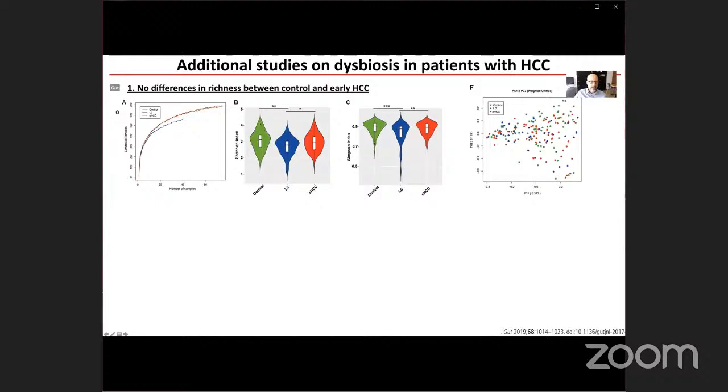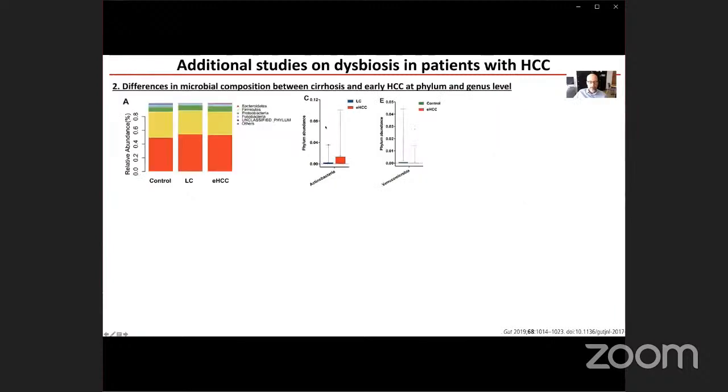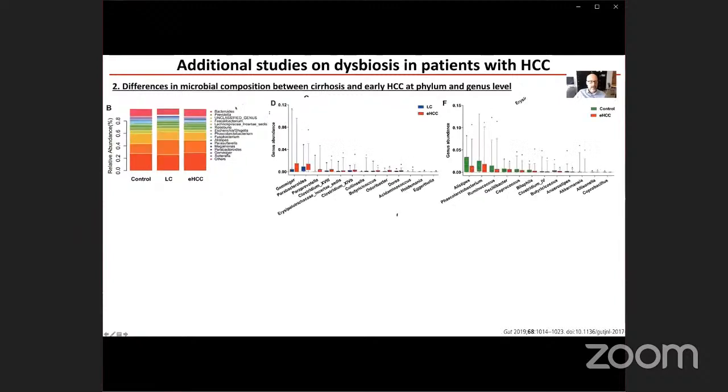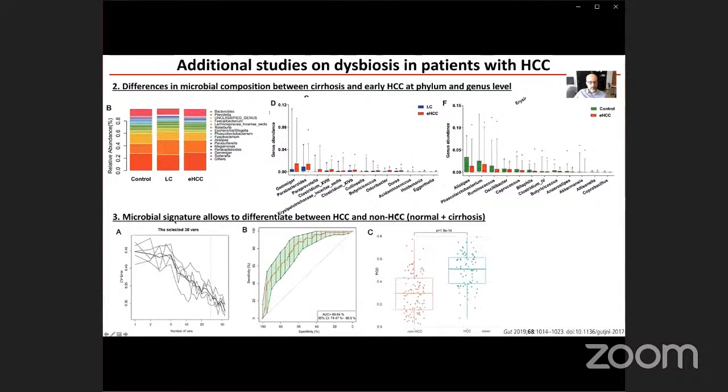So there was a decrease in richness in cirrhosis compared to the control patients, but there was not a decrease, but even an increase in the early HCC. However, again, taking a closer look, the authors saw differences between cirrhosis and early HCC at the phylum and genus level. Here, the phylum level, comparing cirrhosis to early HCC and control to early HCC, and here at the genus level, the differences. Here, the authors could also use a microbial signature to differentiate between HCC and non-HCC.